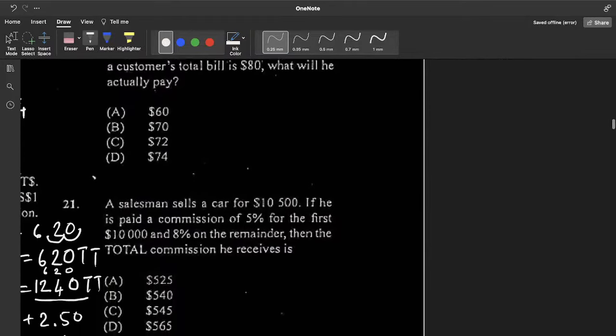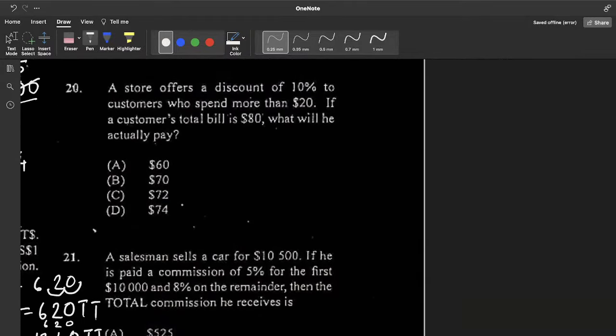Alright, soon done with these consumer arithmetic questions. These are the ones that you have to be very careful with, because if anything, these are the ones that are going to make you have to apply English as well as math skills. So you got to be careful with how you're doing it and make sure that you go through it thoroughly. So it says a store offers a discount of 10% to customers who spend more than $20. So that's a condition. If a customer's total bill is $80, so clearly we're spending more than $20, what will he actually pay? So we have to figure out the final payment.